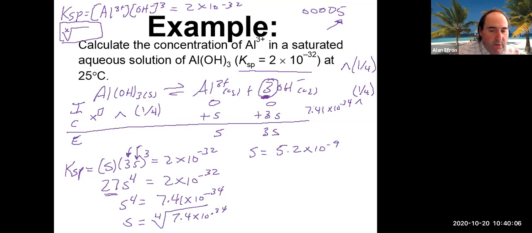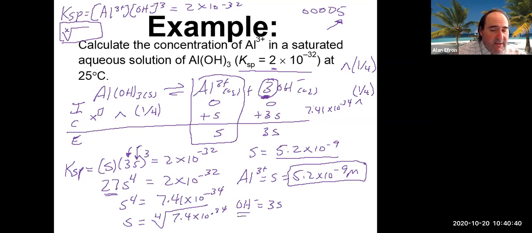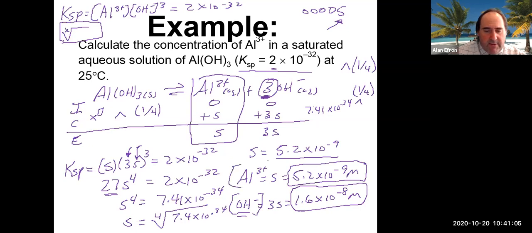Okay. So when we do get S here, a couple of things. We were interested in the aluminum concentration at equilibrium. So this here would be the aluminum concentration, which is equal to S. So it is 5.2 times 10 to the minus 9 molar. If we were doing sig figs correctly, since we only had one here, it would be down to 5, but we'll leave it at that. And this would then be 3S if we were interested in the hydroxide concentration, and we would get a hydroxide concentration of, we'll call it, 1.6 times 10 to the minus 8 molar. Sig fig wise, probably should be 1 on each of them, so 5 times 10 to the minus 9 or 2 times 10 to the minus 8 would be the concentrations. Any questions on that?